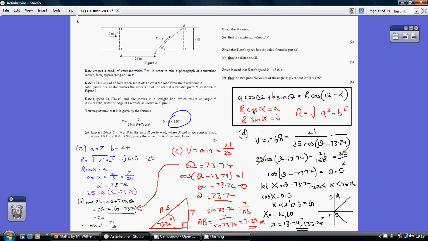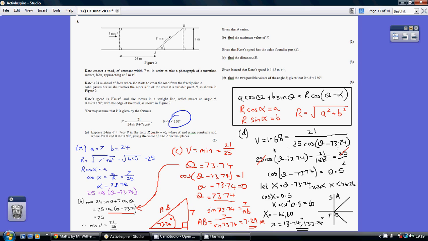Now for part D, we're being really asked to start again. We're now being told that our speed is 1.68. So V is 1.68. We've got to work out this angle. So V equals 21 over this, but remember we've got this alternative format for this. We've got our bit in purple. So we're going to have our V, which is 1.68, being 21 over this, being 25 over cos of theta minus 73.74.